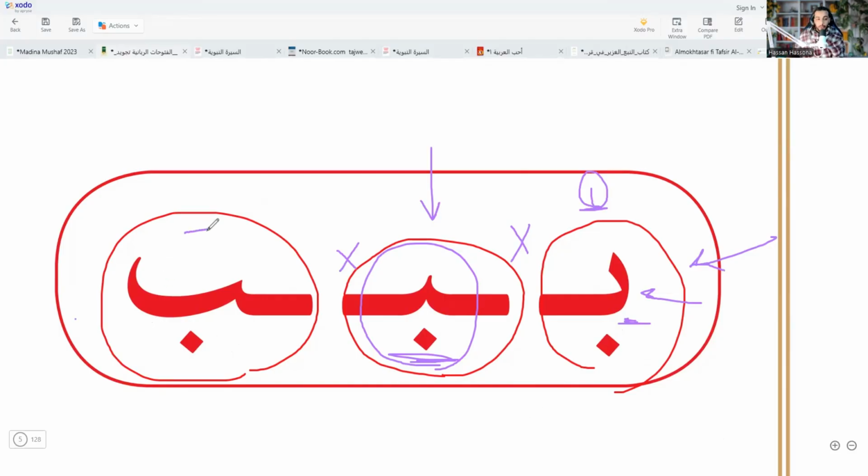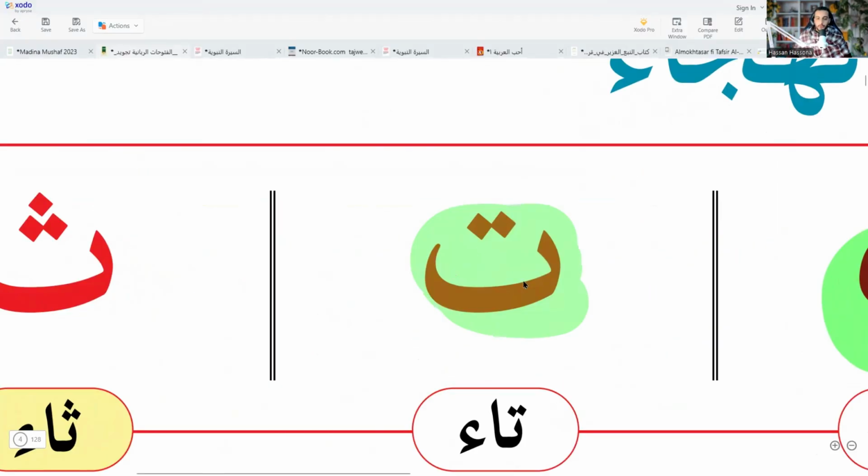And number three, ba comes at the end of the word. So you see now it's not connected with any letters after. It's only connected from the right side. So it has a letter before, and this form, form number three, comes at the end of the word. Very good. Now we'll move to the third letter, which is letter ta.